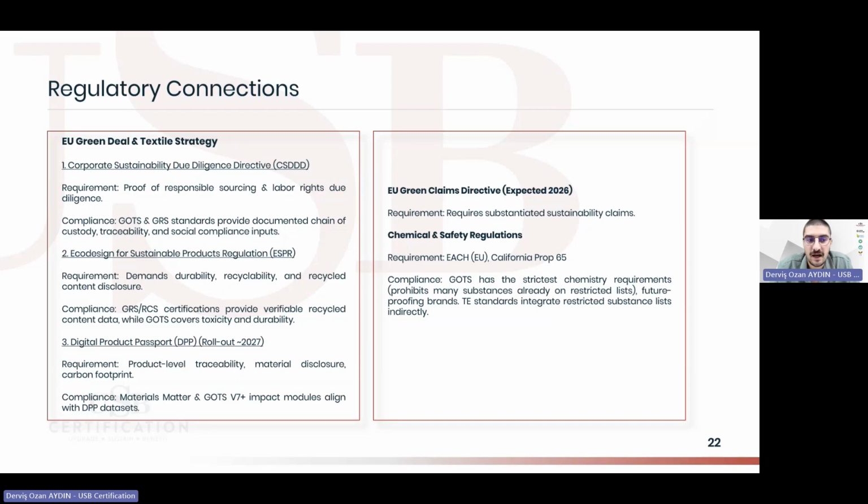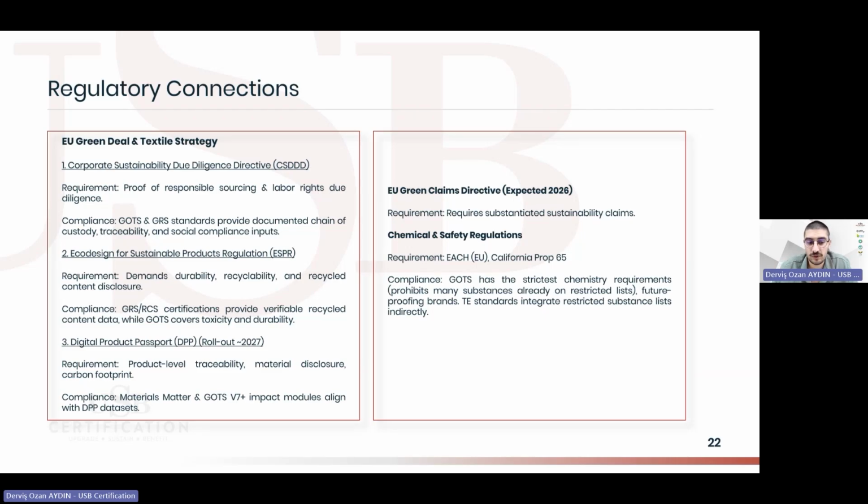And again, under the EU Green Deal and Textile Strategy, there is the Ecodesign for Sustainable Products Regulation. The requirement of this regulation demands durability, recyclability, and recycled content disclosure. And the compliance with this requirement comes from GRS and RCS certifications, which provide verifiable recycled content data, while GOTS covers toxicity and durability.